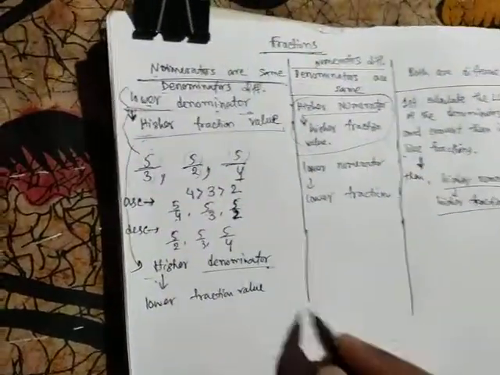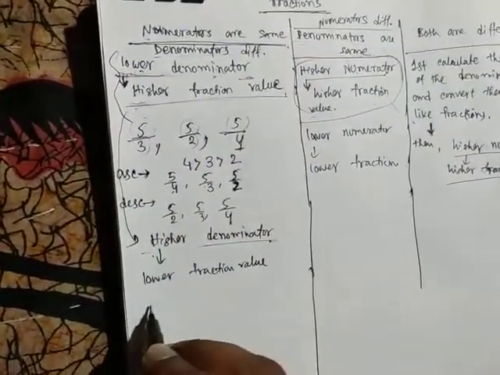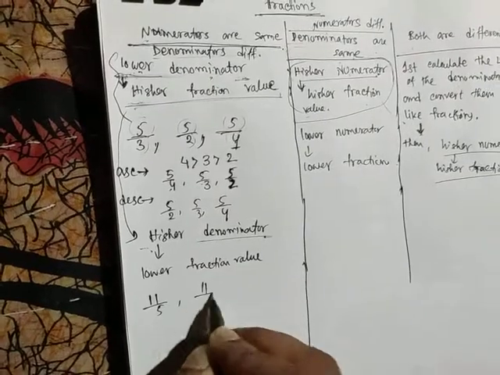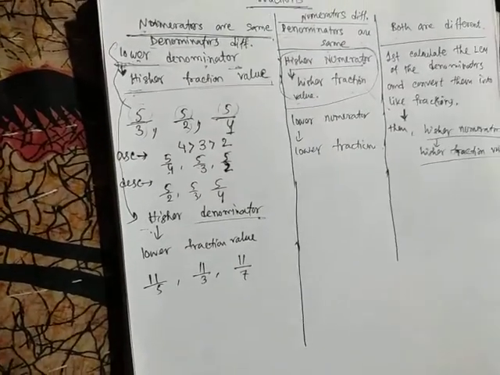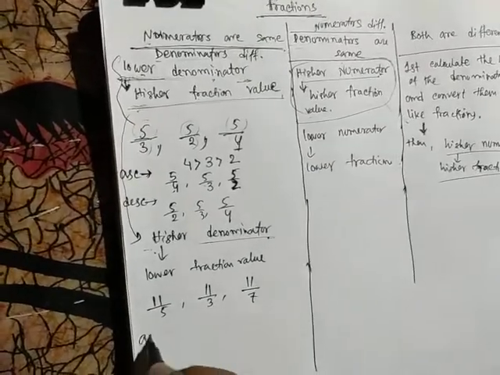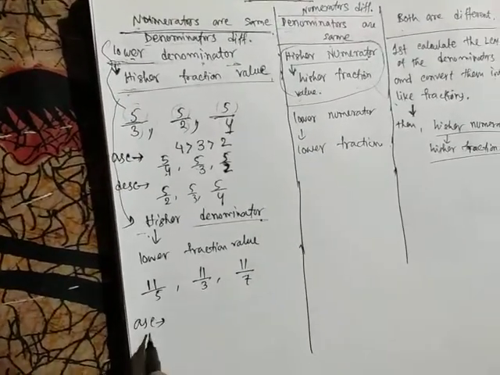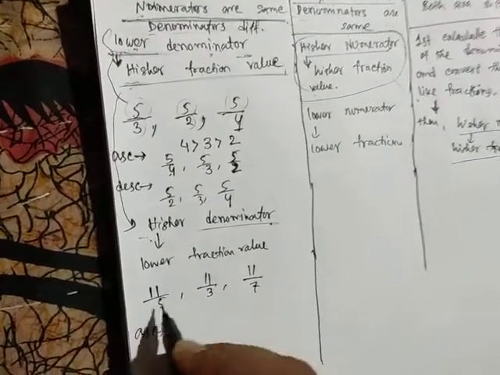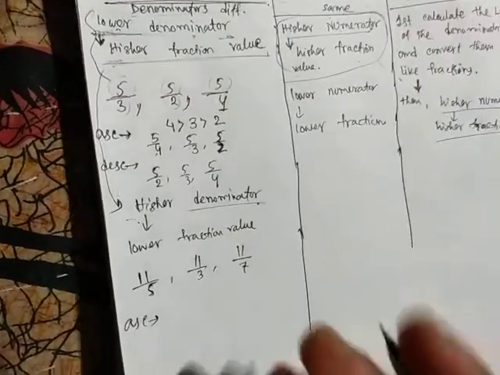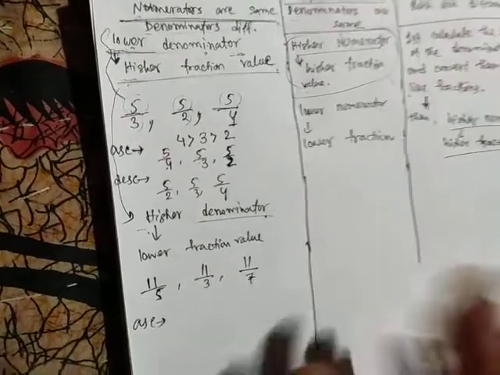Okay. So I am giving another example of this. Suppose you have given 11 upon 5, 11 upon 3, 11 upon 7. So see, what is the ascending order? Ascending means you have to find the first smallest. What is the smallest? Now we have to check the denominators. Having the highest denominator, that must be the lowest fraction.